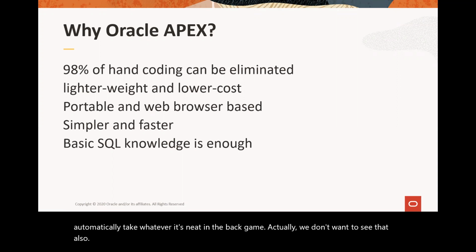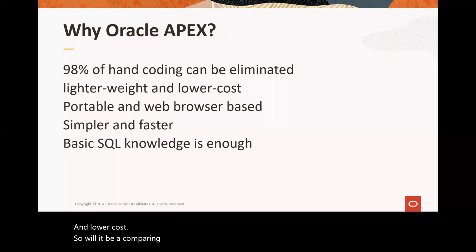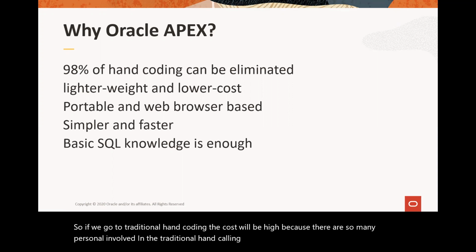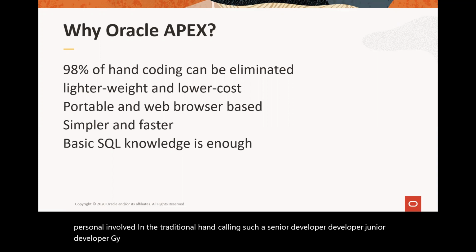And lower cost. We are comparing Apex, or low code, with traditional hand coding. In traditional hand coding, the cost will be high because many personnel are involved, such as senior developer, junior developer, GUI developer, and UX. So many people, which will give you a big cost. But here, only one person is going to develop this application.